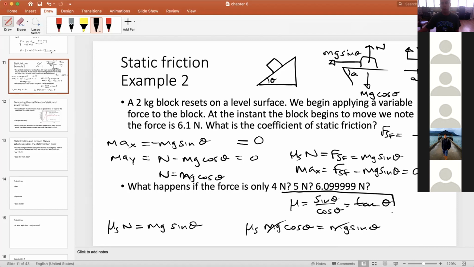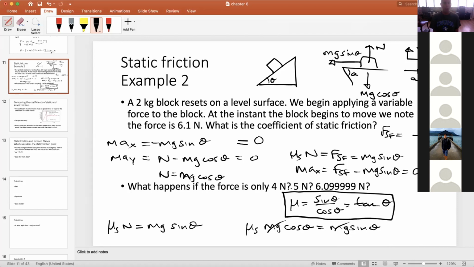This is really important. µ is the tangent of whatever my angle is on an inclined plane. That should tell you something kind of weird is going on here, but it's totally true.